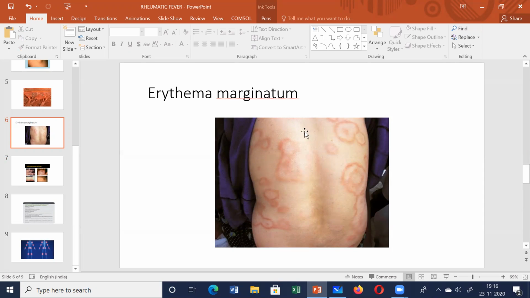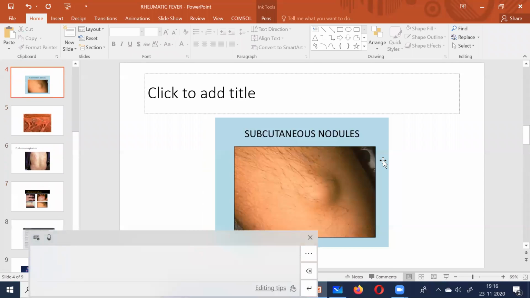And we most commonly see them on the trunk. We never see them on the face. Mainly we see them on the trunk. Okay. Next feature. What else can develop? Next is your chorea. What is chorea?